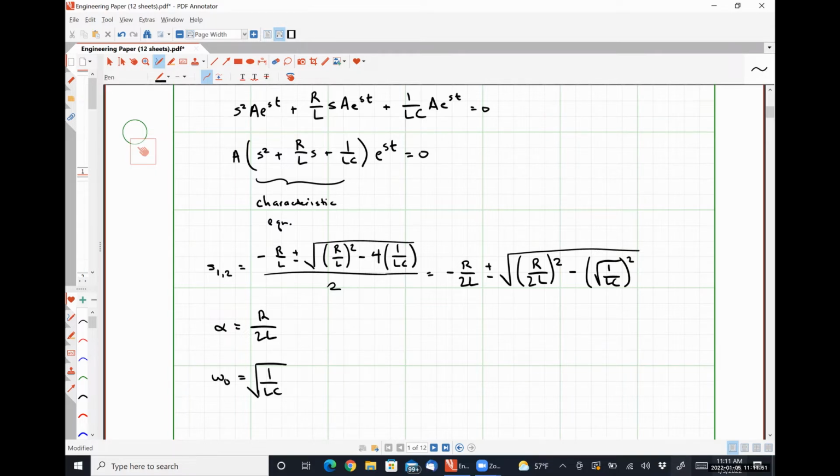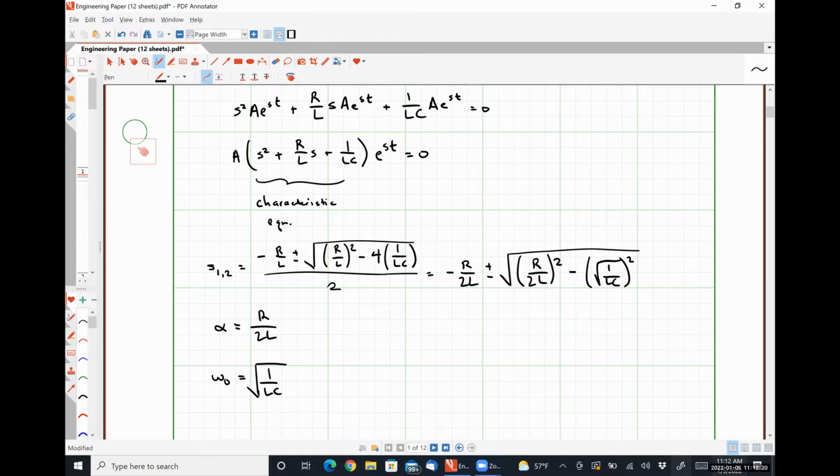Everything else about analyzing a series RLC circuit is literally the exact same thing, okay? So when alpha is greater than omega naught, we have an overdamped circuit. When alpha is equal to omega naught, we have a critically damped circuit. When alpha is less than omega naught, we have an underdamped circuit where omega d is still simply the square root of omega naught squared minus alpha squared. Everything else is exactly the same.